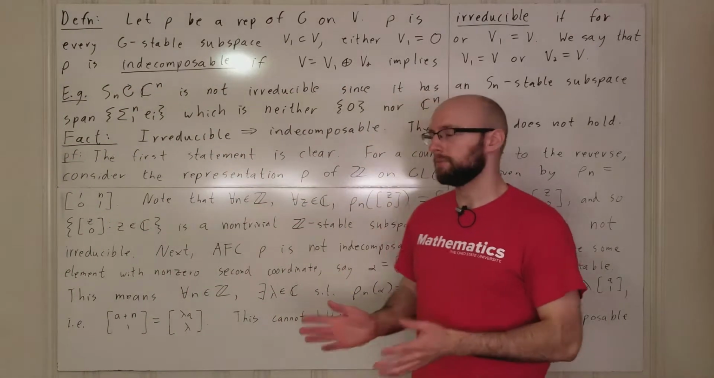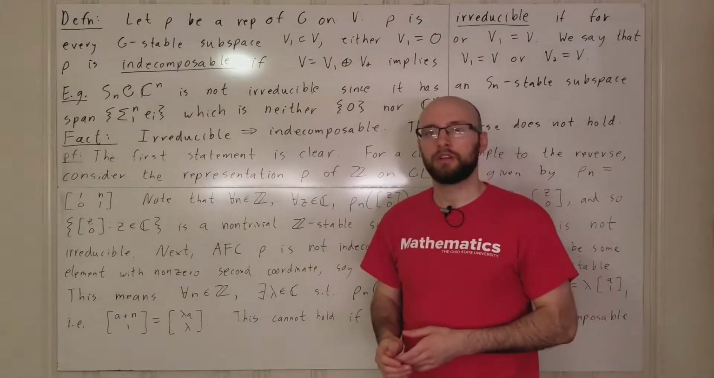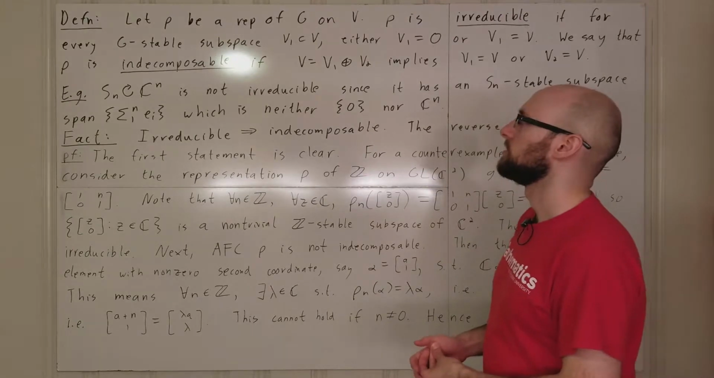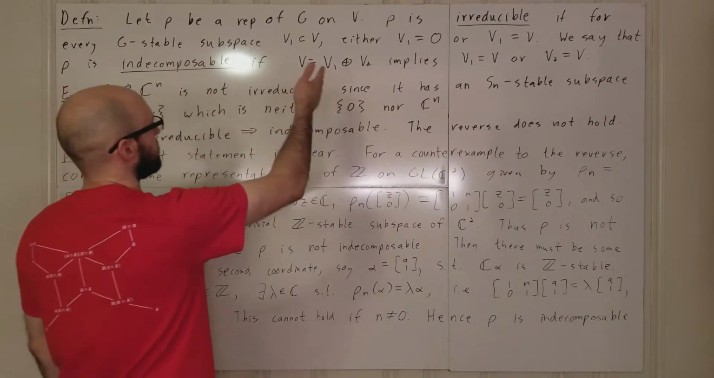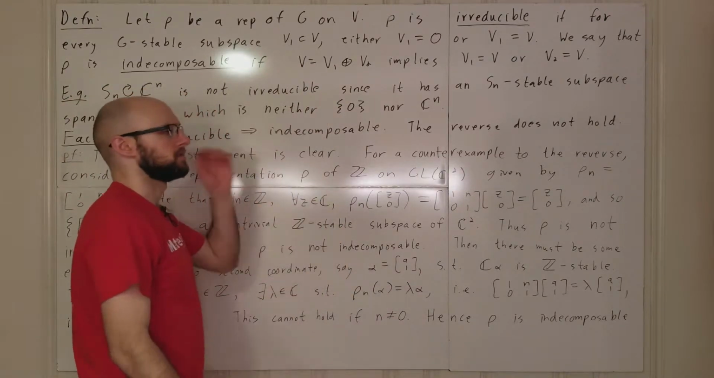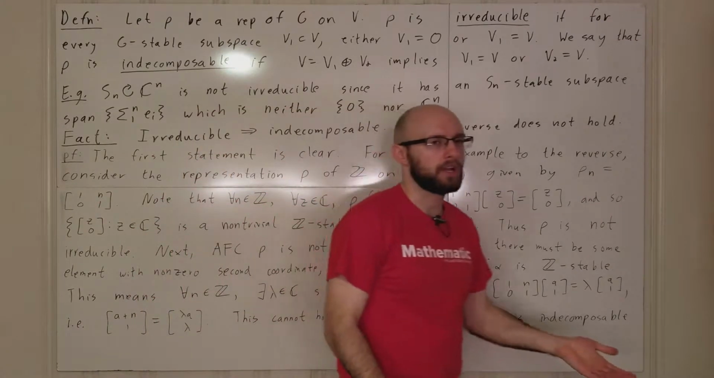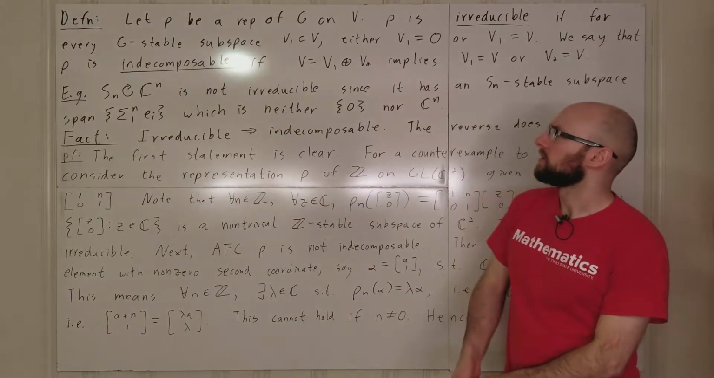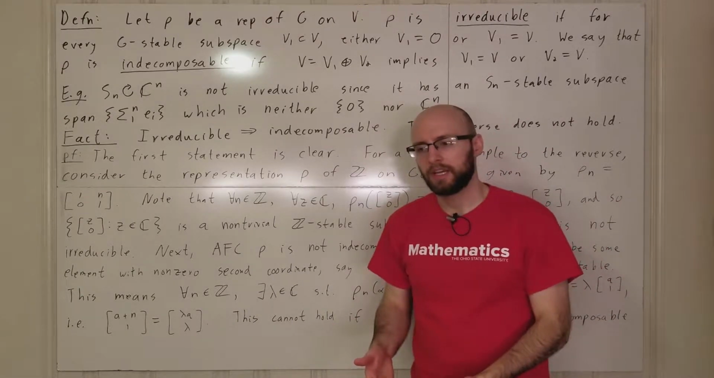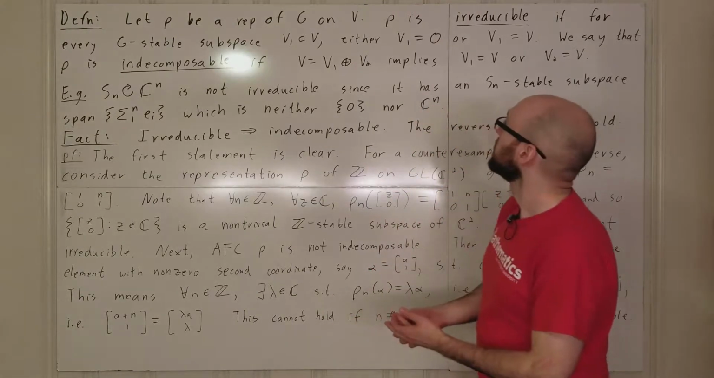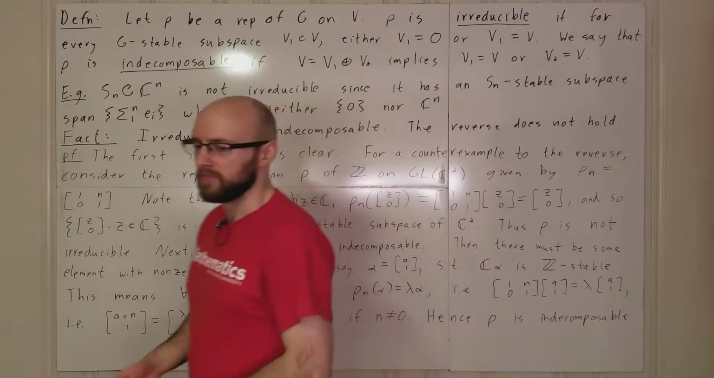Alright, let's finish up the section by talking about irreducible and indecomposable representations. If we have a representation rho of G on a vector space V over C, and of course this is always over C, then we say that rho is irreducible if for every G-stable subspace, either that subspace is 0, meaning it consists only of the 0 vector.